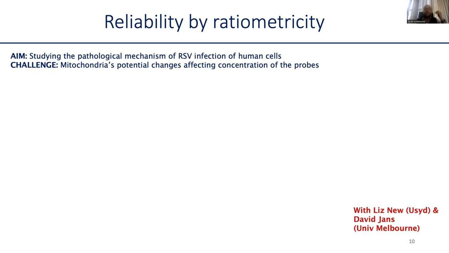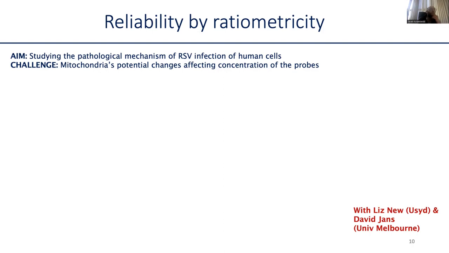Our partners from the University of Melbourne worked on that problem, and they wanted to look into the mitochondrial changes, the mitochondrial oxidative stress, caused by this syncytial virus. But the problem is that this virus could have changed the membrane potential of the mitochondria, which usually affects the concentration of the commercially available probes which you can use for studying ROS in mitochondria.